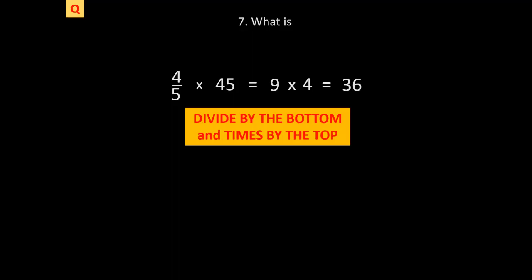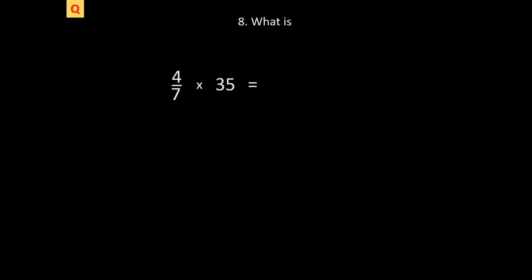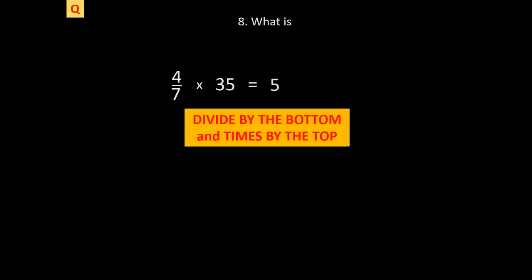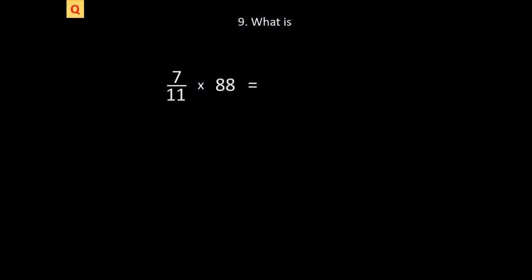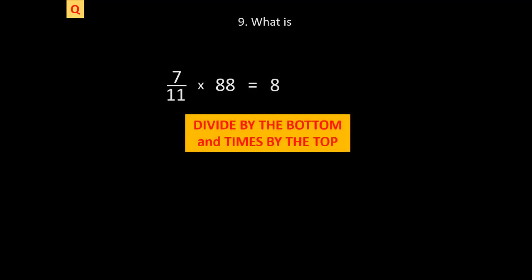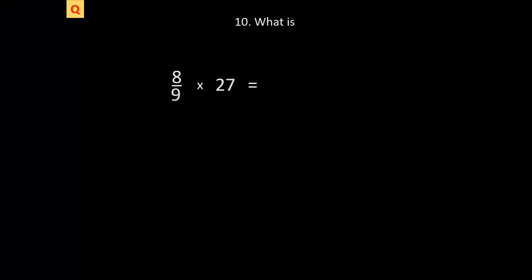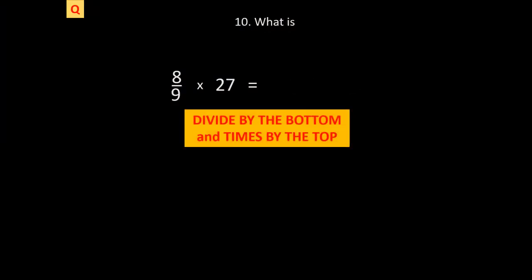So hopefully you're getting these. If not, just go back and try them again. 35 divided by 7 is 5, times 4 is 20. Nearly there. Number 9. 88 divided by 11 is 8. 8 7s, yeah, 56. And number 10. Divide by the bottom, times by the top. 27 divided by 9 is 3. That's 1/9. We want 8/9, so we multiply that by 8. 3 8s, 24. Good.